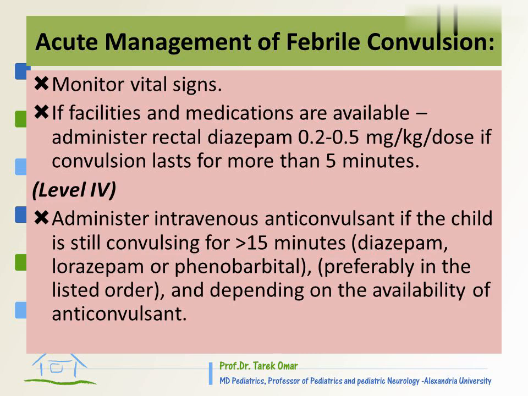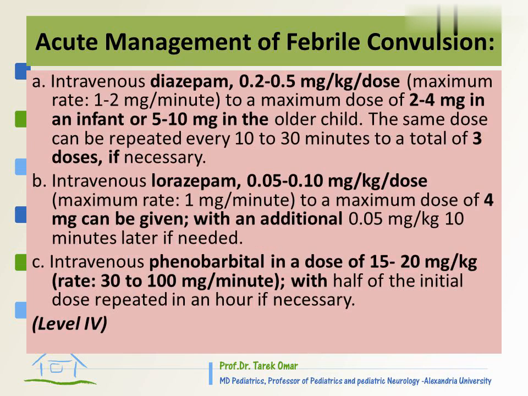Acute management of febrile convulsion. Monitor vital signs. If facilities and medications are available, administer rectal diazepam 0.2 to 0.5 mg/kg/dose if convulsion lasts for more than 5 minutes. Level 4. Administer intravenous anticonvulsant if the child is still convulsing for greater than 15 minutes: diazepam, lorazepam or phenobarbital, preferably in the listed order, and depending on the availability of anticonvulsant.